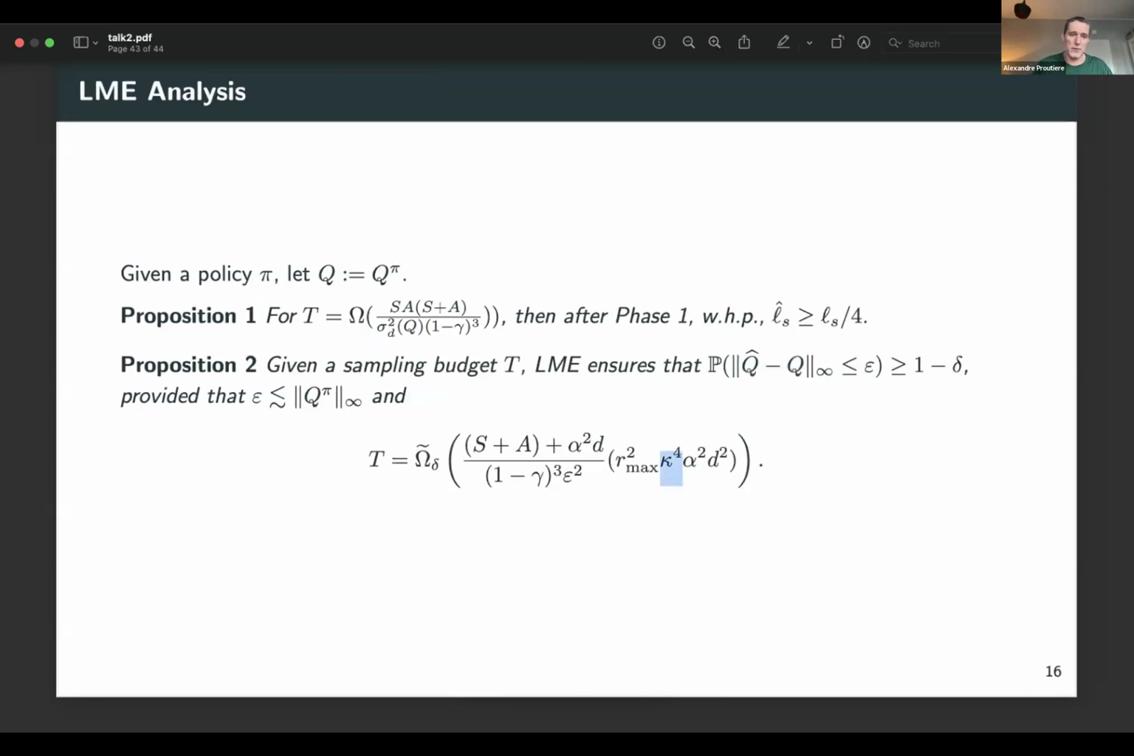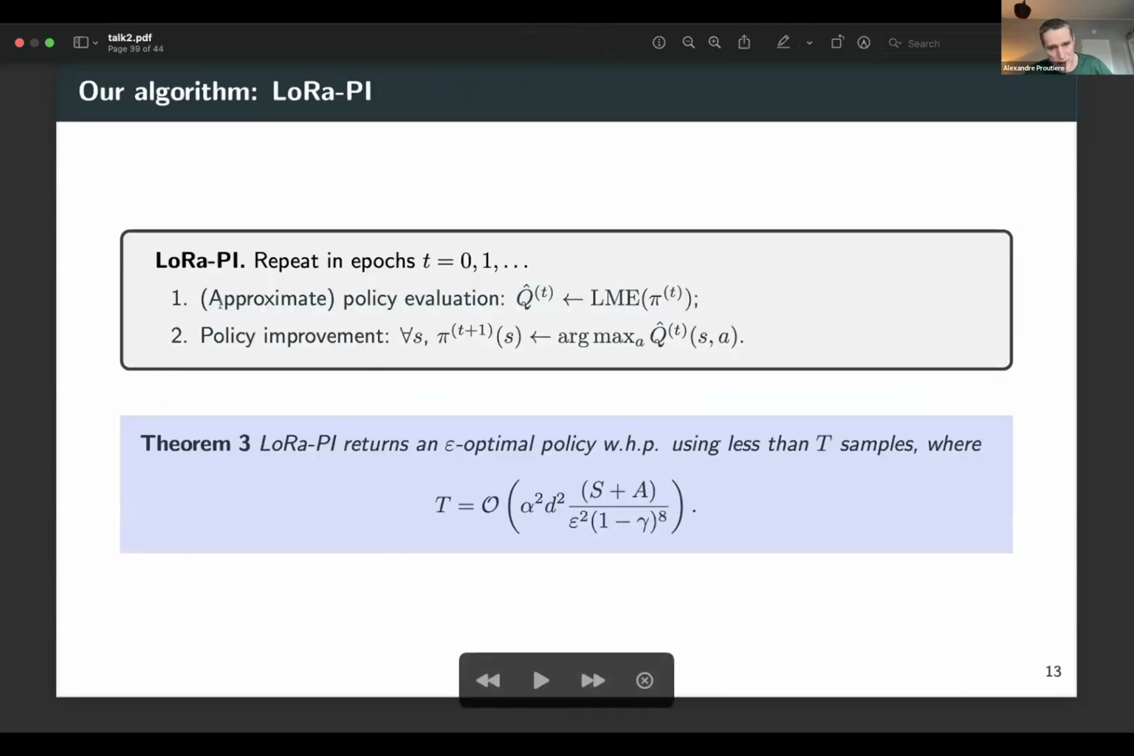Okay, so this proposition 2 is the one leading to this theorem 3 when you iterate the process of learning the Q function of your current policy, your current estimated optimal policy.